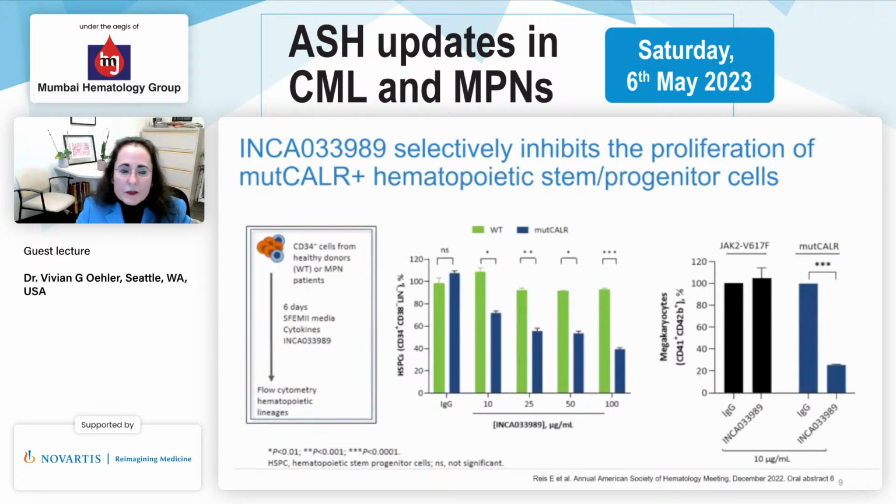The authors also examined primary patient cells. For these studies, they used CD34 stem progenitor cells from healthy donors, as well as MPN cells. In the middle panel, you can see that only 33989 impacted mutated CALR progenitor cells, which is shown in the blue. And on the right, you can see that the impact is only on megakaryocytes in mutated CALR cells and not in JAK2 mutated cells.